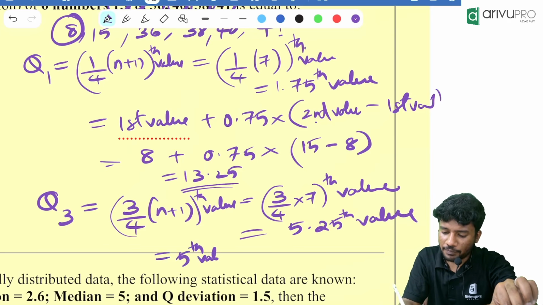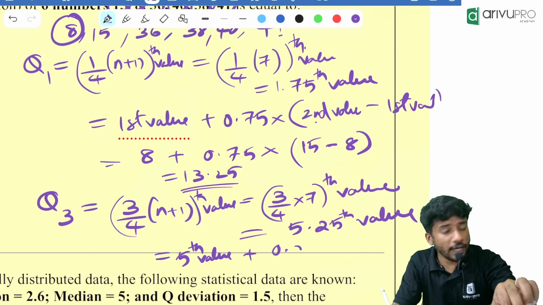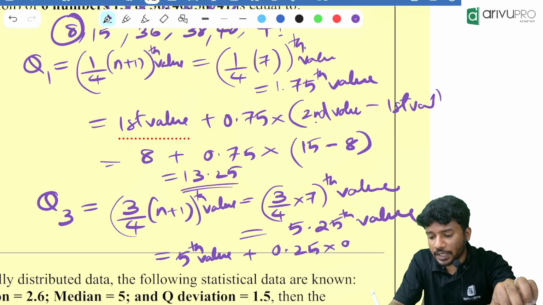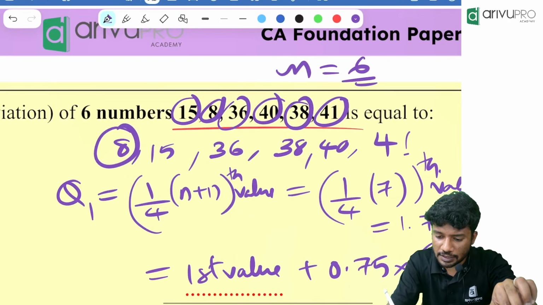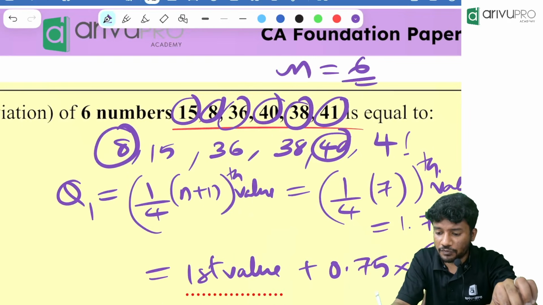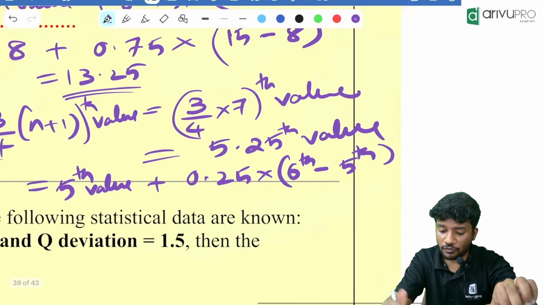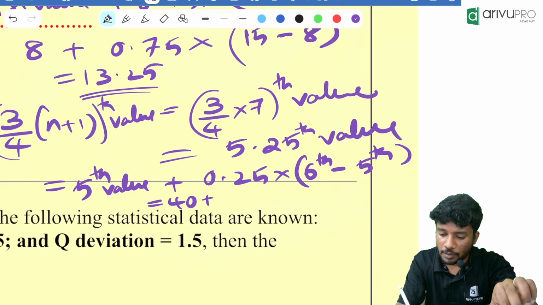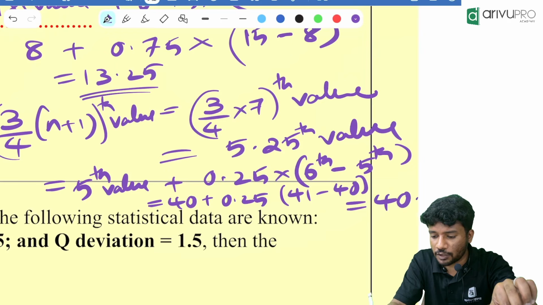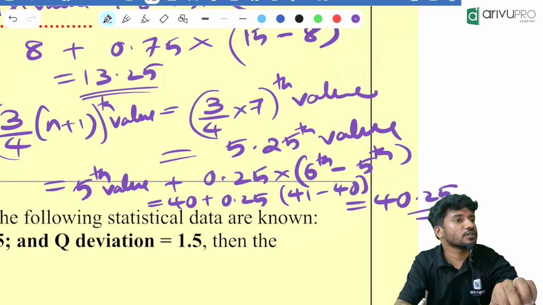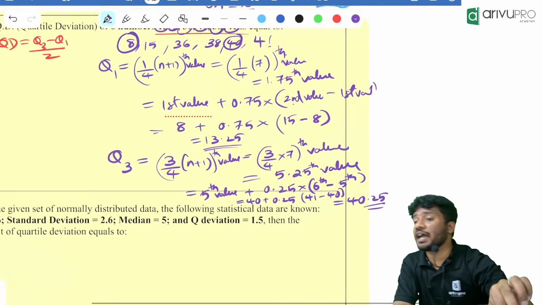5th value plus 0.25 into gap. Gap is 6th value minus 5th value. The 5th value is 40. The 6th value is 41. So 40 plus 0.25 into (41 minus 40), which is 1. So you will get 40.25. So we have Q1, we have Q3.